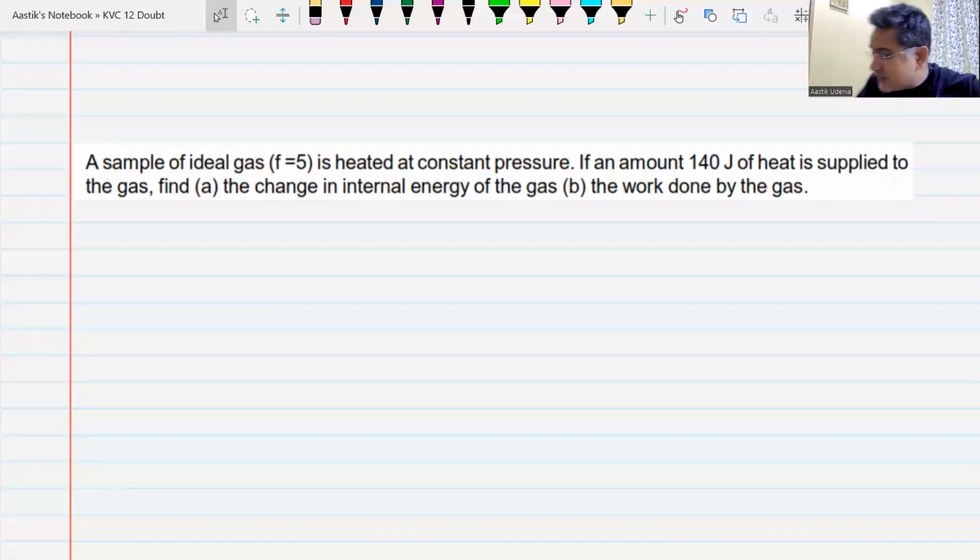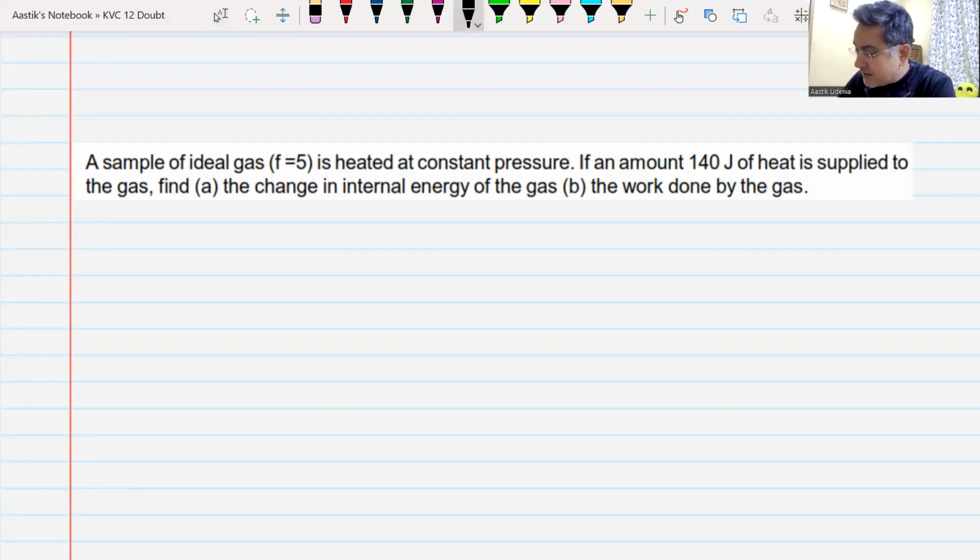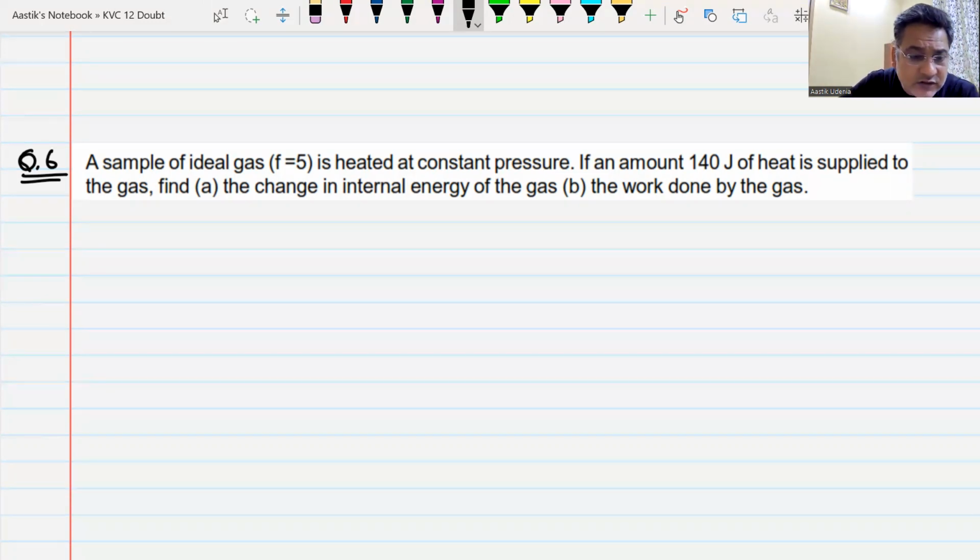So, bacha, here comes this question. It's a simple question and I want you to solve it and give me the answer quickly. A sample of ideal gas, F degrees of freedom is 5, is heated at a constant pressure. If an amount of 140 joules of heat is supplied to the gas, what is the change in internal energy and what is the work done by the gas? Remember, the concept is similar. They may ask you question in this way or that way, but the concept remains same. I'll give you 2 minutes to solve this.